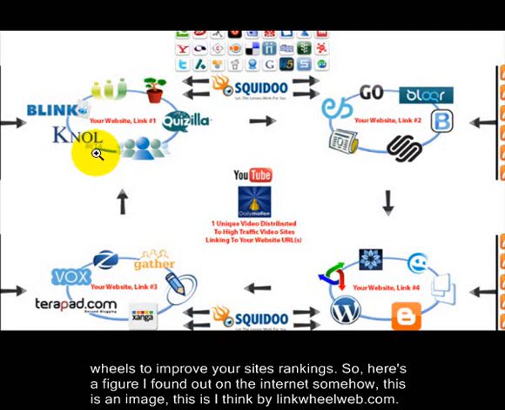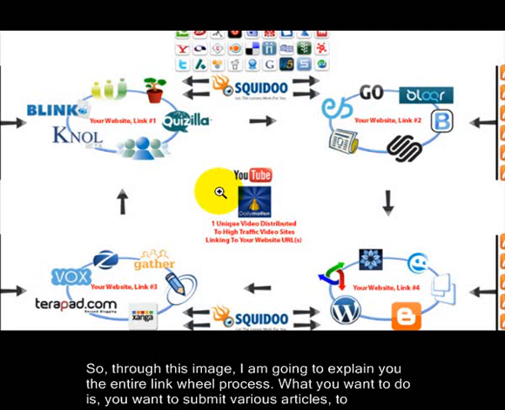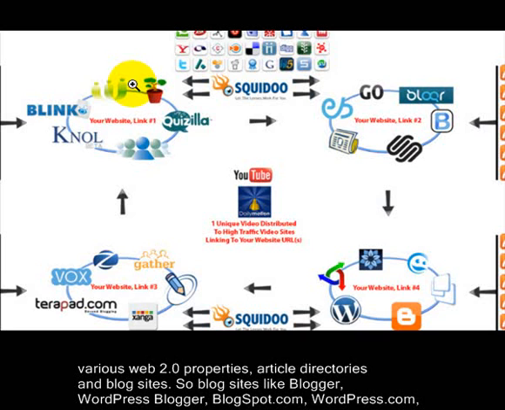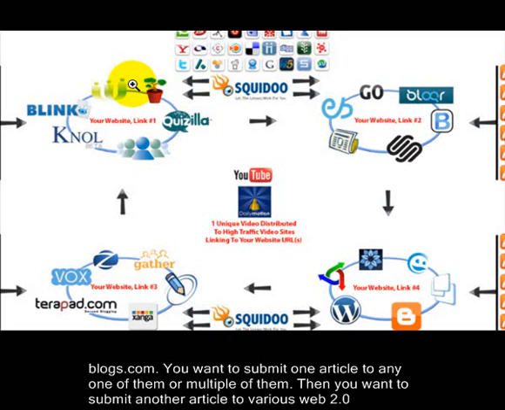This is an image. This is by, I think, linkwheelweb.com. So through this image, I'm going to explain to you the entire link wheel process. What you want to do is submit various articles to various Web 2.0 properties, article directories, and blog sites. So blog sites like Blogger, Blogspot.com, WordPress.com. Okay, you want to submit one article to any one of them, or multiple of them.